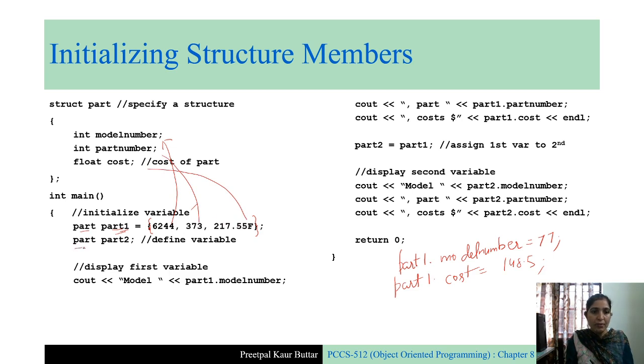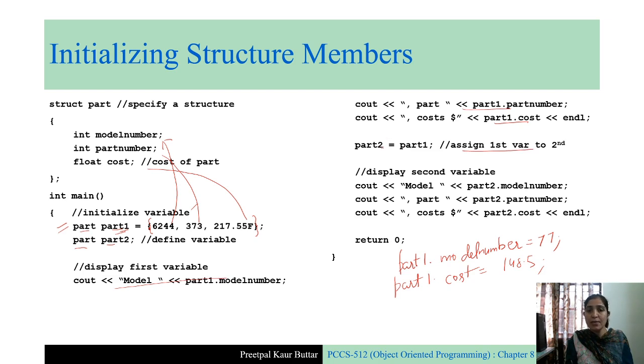Here we are creating another structure variable part2. But for part2 what are we doing? Let us first examine what this statement is doing. Here we have already assigned the values to part1, then we are displaying those values. So we are displaying the model number of part1, part number of part1, and cost of part1. And in the next statement, what are we doing? We are assigning first variable to the second.